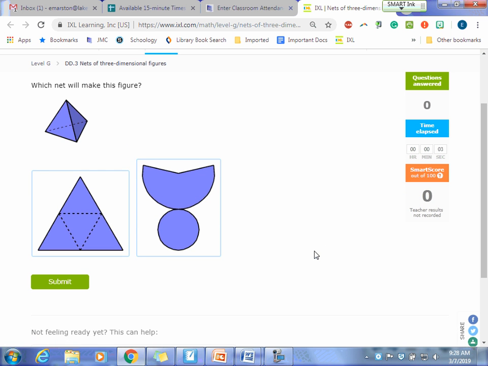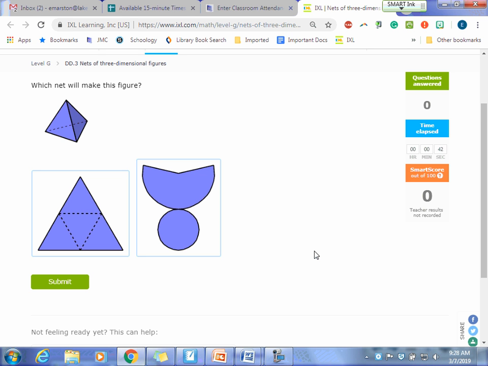So, nets are just kind of the outline of a 3D picture or a shape. So in this case, the 3D shape is a what? A pyramid. Okay, right, just like the pyramids in Egypt. Okay, so if you were to kind of just take a scissors and cut these sides apart and lay it flat on the table, which of these would make the pyramid?